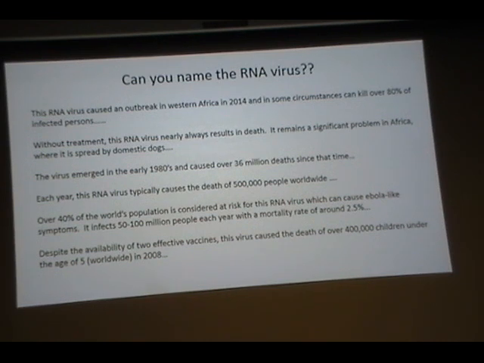How about influenza? Over 40% of the world's population is considered at risk for this virus, which can cause an Ebola-like illness. It doesn't usually cause an Ebola-like illness, but it can. And it is responsible for infections of 50 to 100 million people each year. This is a hard one.